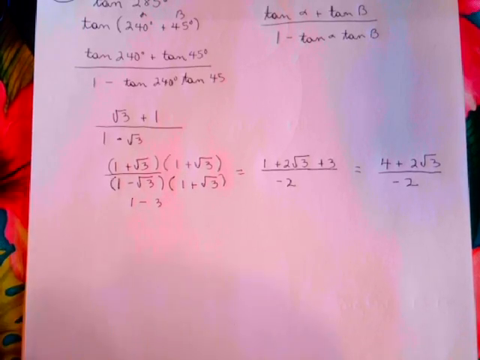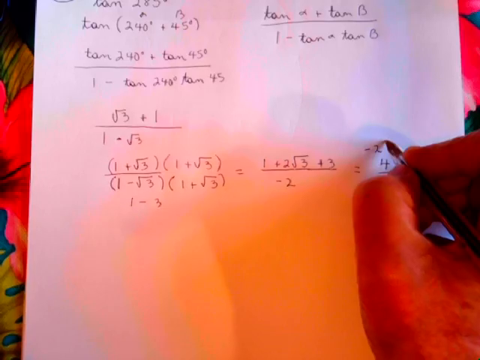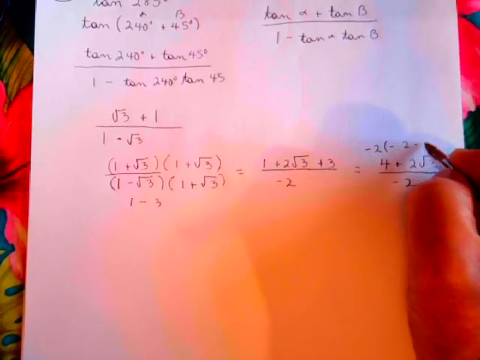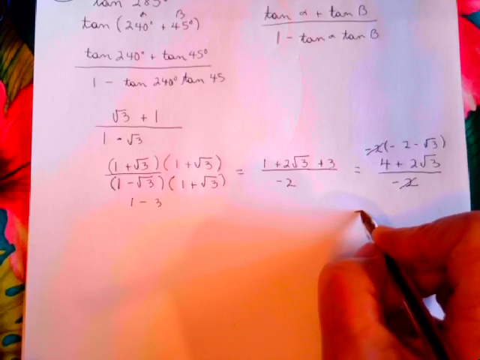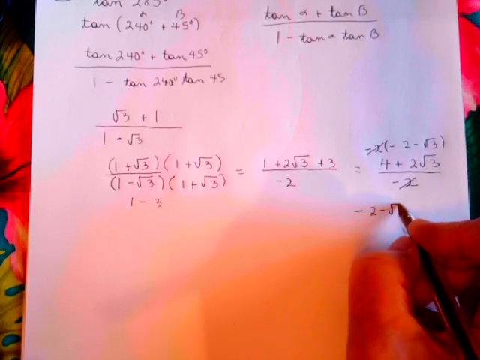Factor out a negative 2 out of the numerator. That changes that to negative 2 minus the square root of 3. The negative 2 that you factored out of the numerator cancels with that one in the denominator. Final answer, negative 2 minus the square root of 3.